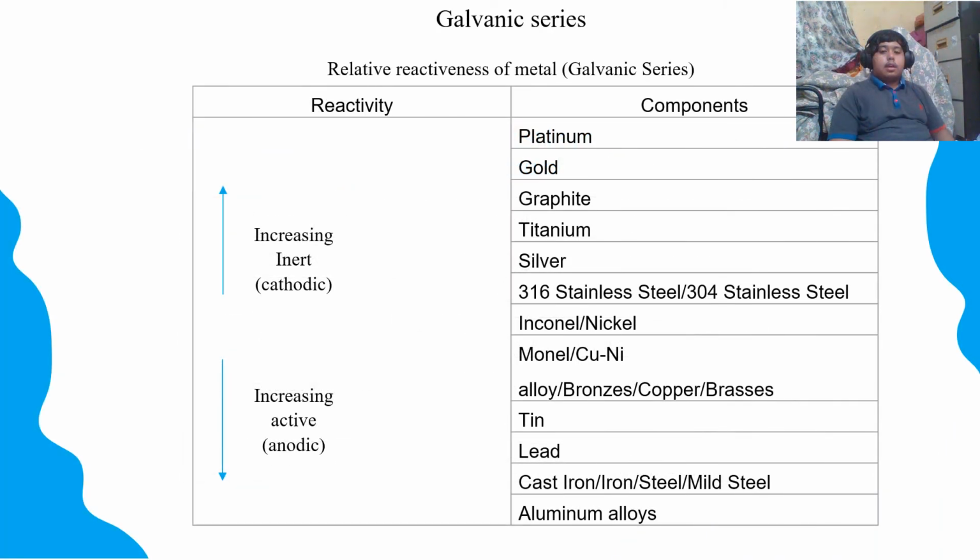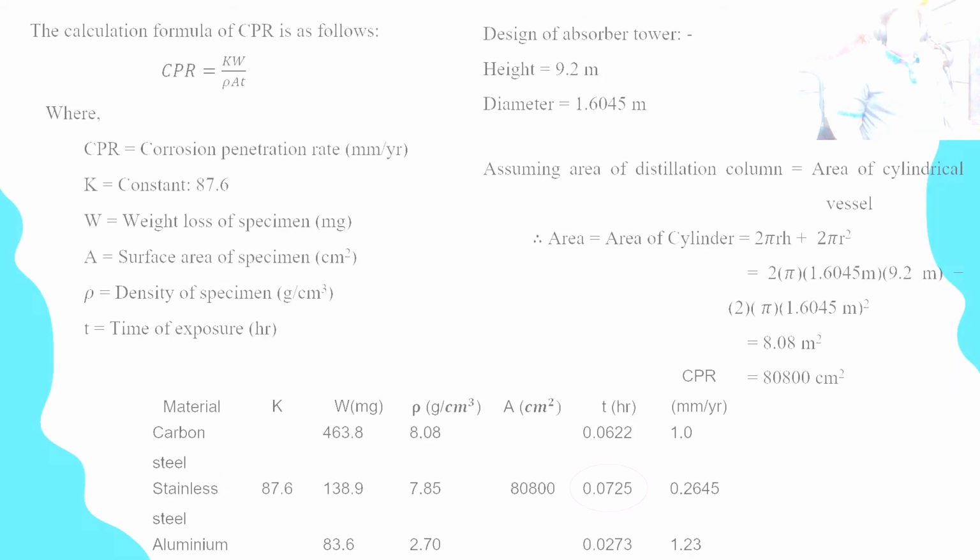This is the galvanic series, that is the relative reactiveness of the metal in the galvanic series. The more active in the anodic part, the lower the corrosion resistance. So that means the aluminum alloy has much lower corrosion resistance than the other metals, that is the stainless steel and the carbon steel.